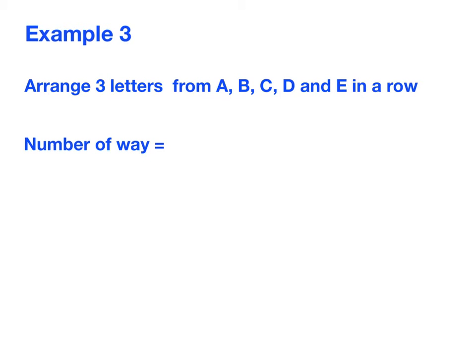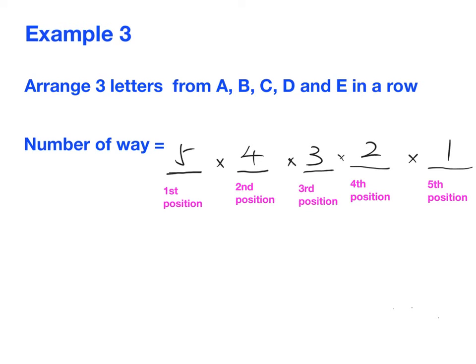In this example, it is quite similar to example 2, but this time we will only choose 3 letters to arrange in a row. So what is the number of ways of arranging 3 letters in a row? We only need to consider the 3 positions. The first position, you can put in A, B, C, D, or E, so 5 choices. The second position has 4 choices, and the third position has 3 choices. This time, we don't need to consider the 4th and the 5th position because we only need to arrange 3 letters.